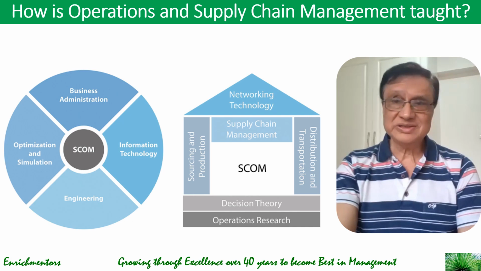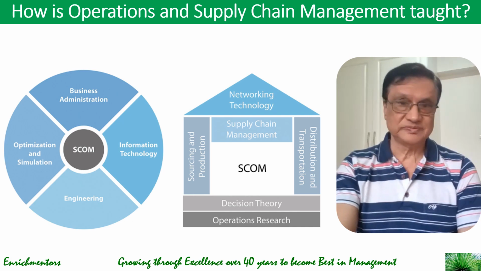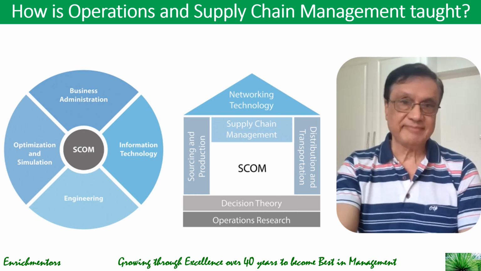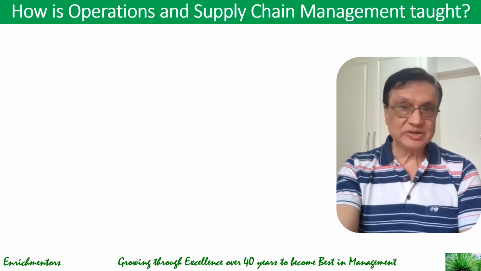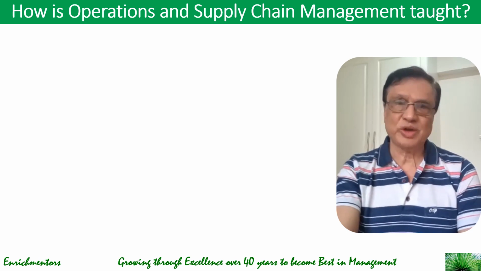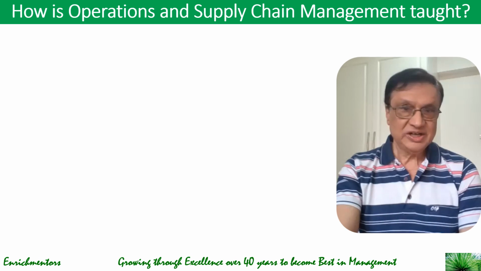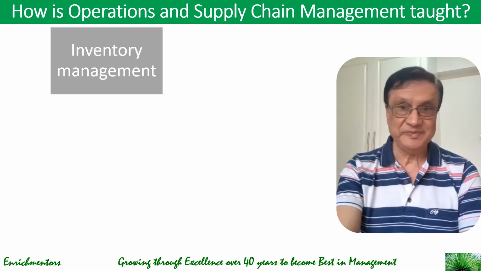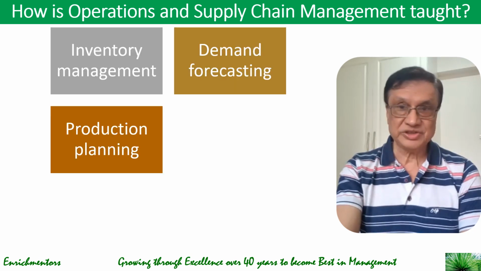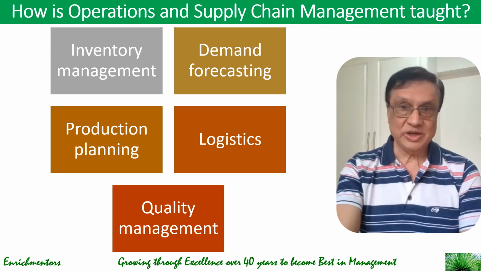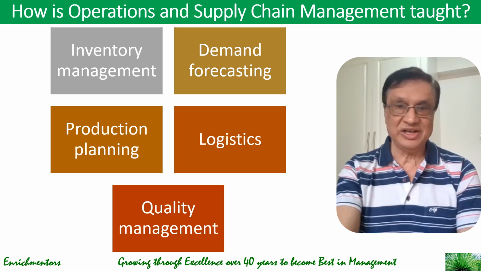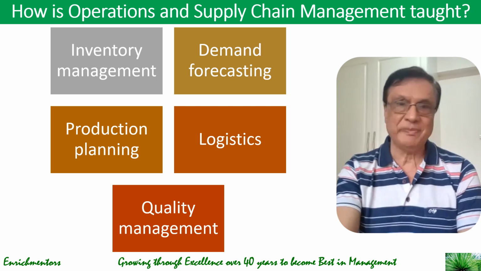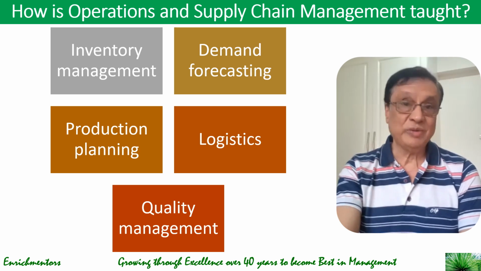So how is operations and supply chain management taught in business schools? See, primarily the concepts are taught through classroom lectures, in addition to projects and case studies. The theoretical concepts are often taught through traditional classroom lectures. Professors cover topics such as inventory management, demand forecasting, production planning, logistics, quality management, and others like supplier relationship management. These are the main topics that are taught, and they are in the form of classroom lectures.